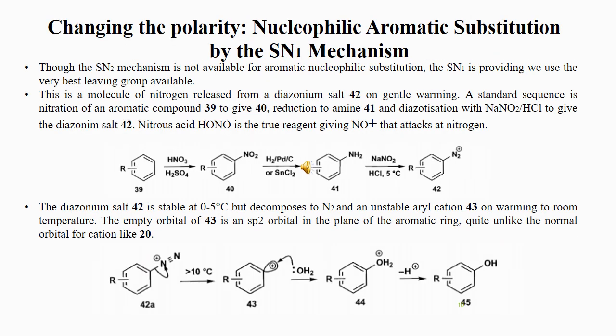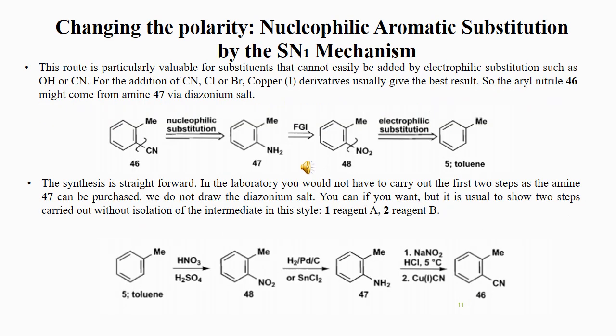The SN2 mechanism is not available for aromatic nucleophilic substitution. So in nucleophilic aromatic substitution, only the SN1 mechanism operates, including for the addition of cyanide and chloro with copper. If you review the SN1 mechanism, it usually gives the best result.